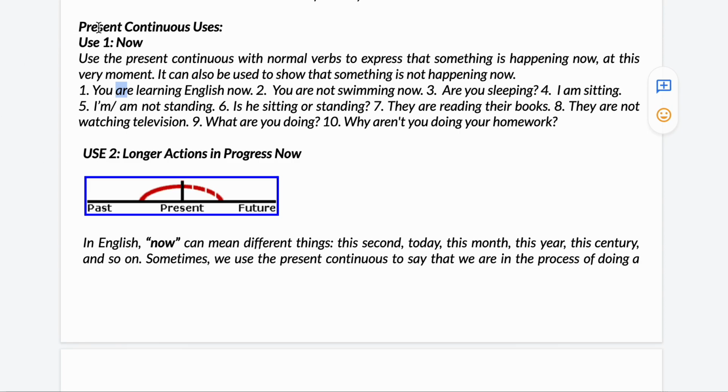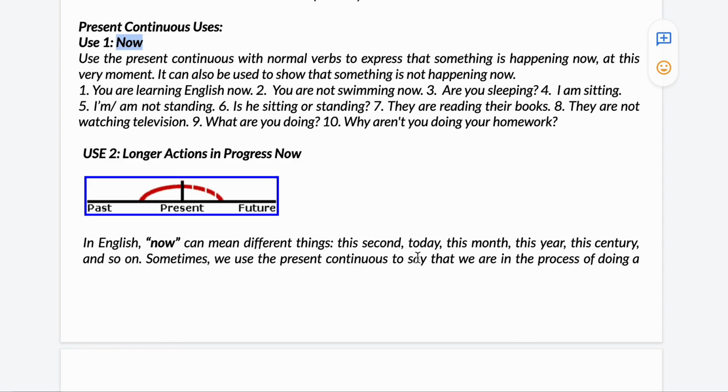So the first use we discussed, and I gave you 10 examples, which are right here. Now we're going to move to the second use, which is longer action in progress now. As you see, present continuous talks about an action or activity which is happening right now. So this is past, this is present, and this is future. In English, now can mean different things. In the first use, we use now to talk about an action which is happening right now. But it can have a different meaning as well.